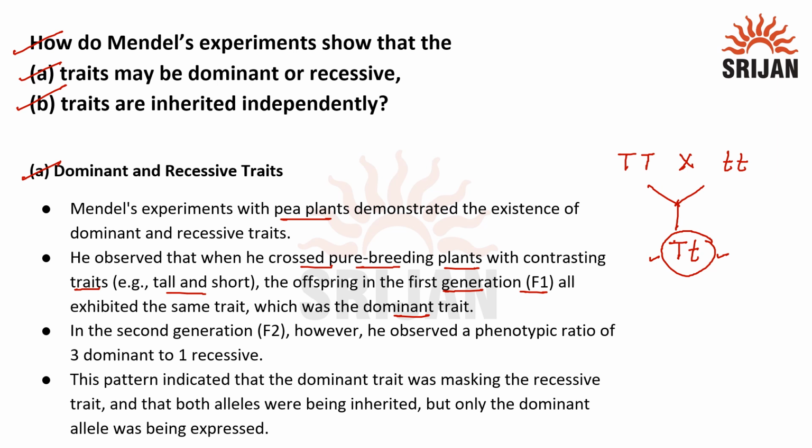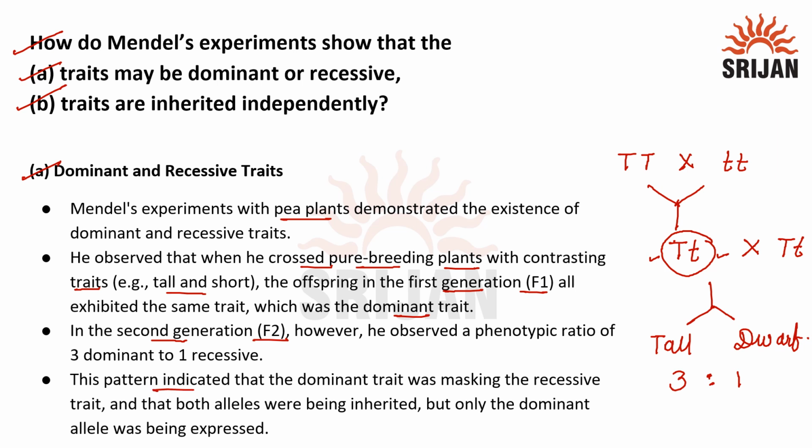So Mendel selfed this F1 generation, and after selfing this F1 generation, the second generation was observed, which was F2 generation, in which he observed that tall plants were in a ratio with dwarf plants, and that ratio was of 3 is to 1. So there were 3 tall plants and 1 dwarf plant.